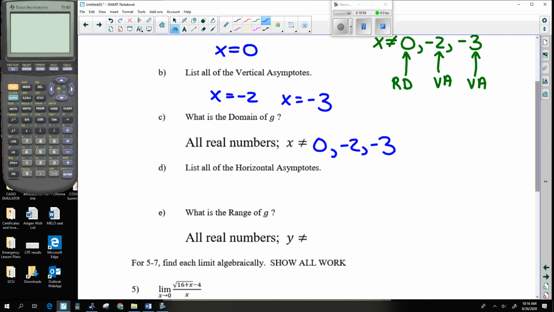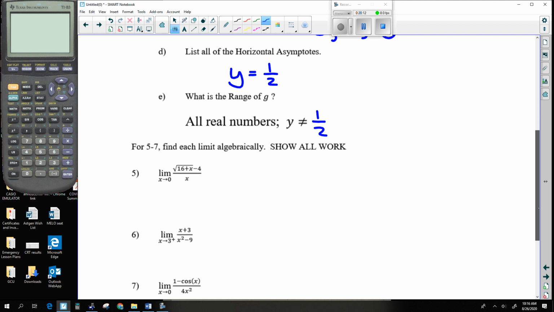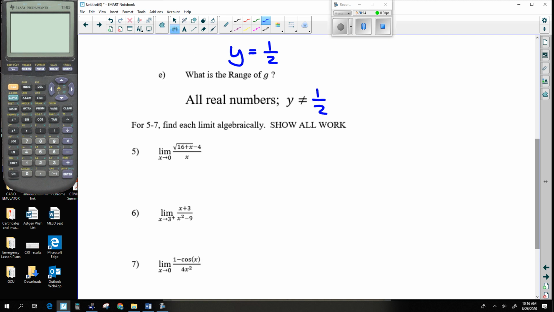List all the horizontal asymptotes. Y is equal to 1 over 2 is a horizontal asymptote. What's the range? Everything except for that 1/2. Now that isn't always true. An asymptote doesn't mean that it's off limits, but it is in this case.